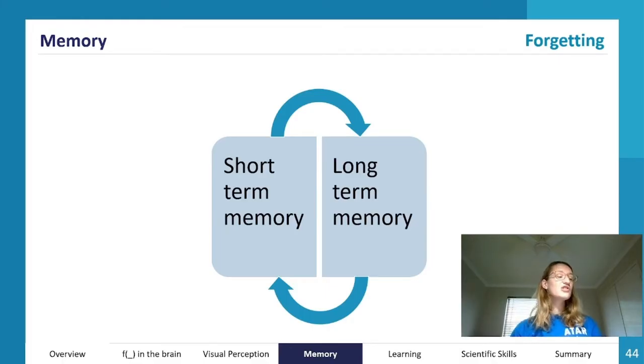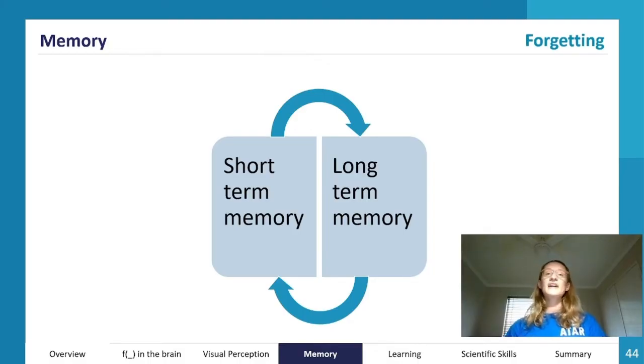So information can actually be lost in multiple ways. The main three are encoding failure, retrieval failure theory, and interference effects. So the first one is encoding failure.